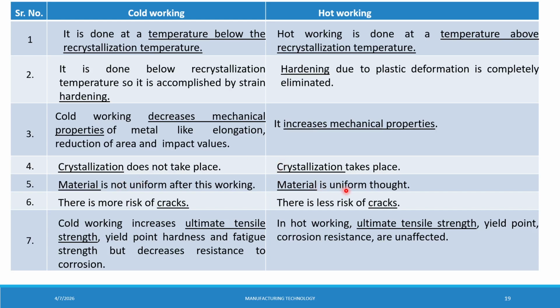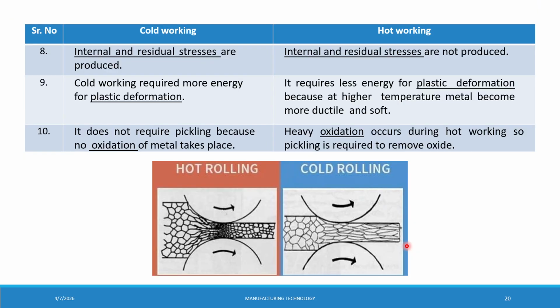But in hot working the material is uniform, more homogeneous, and there is of course less risk of cracks. In cold working, this increases the ultimate tensile strength but decreases the resistance to corrosion. In hot working, the ultimate tensile strength, the yield point and corrosion resistance are basically unaffected. So before and after, the material does not change too much. Then internal stresses, residual stresses, are produced during cold working. In hot working, they are not produced.